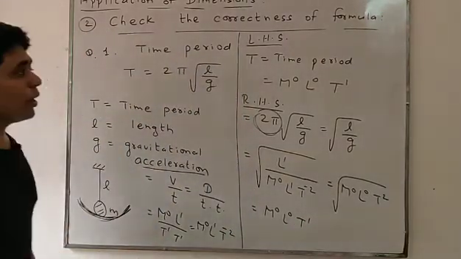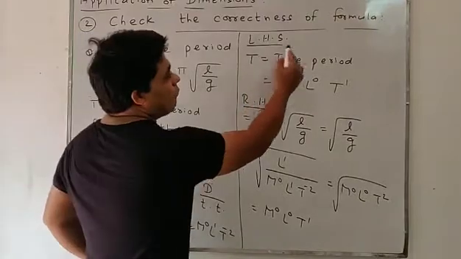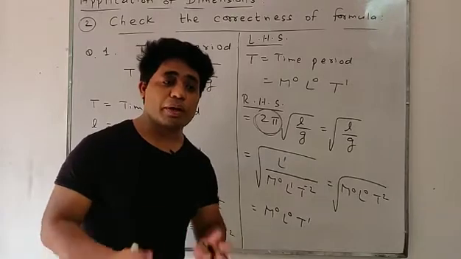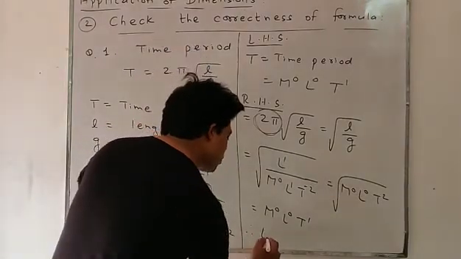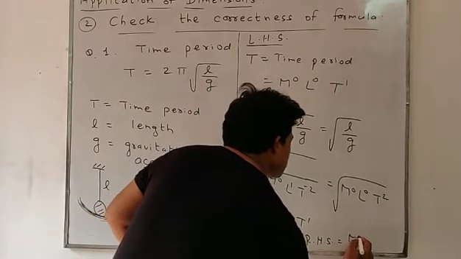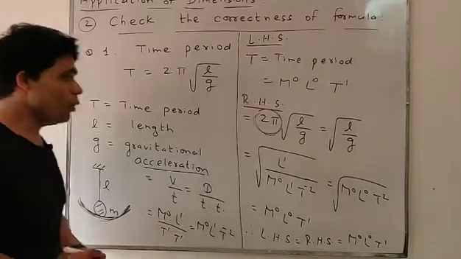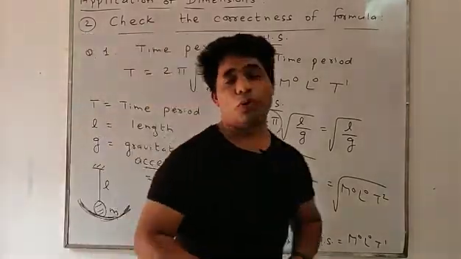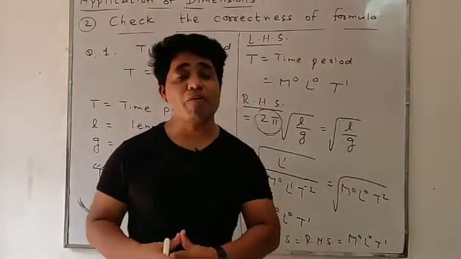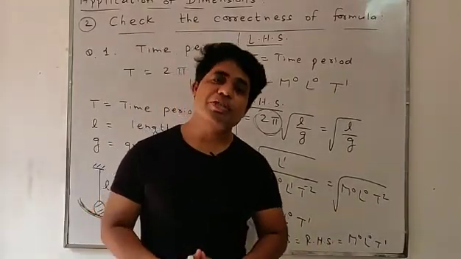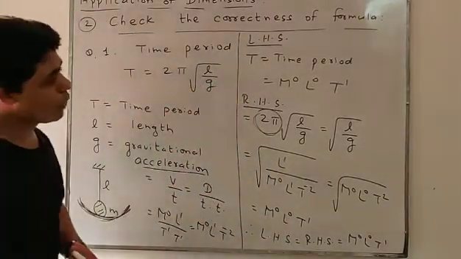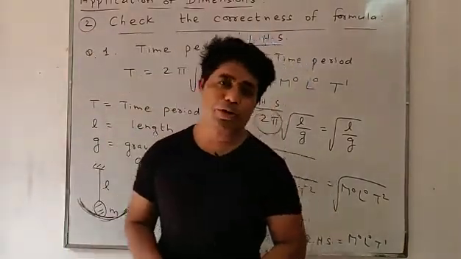Now check the dimension of LHS and RHS. At left hand side, M0 L0 T1. At right hand side, M0 L0 T1. Therefore the dimension of LHS equals the dimension of RHS equals M0 L0 T1. The formula is correct because both sides, left hand side and right hand side, have the same dimension. In this way we can check the correctness of any formula. That is a simple basic example that I have given. Okay students, now we'll discuss its third application.